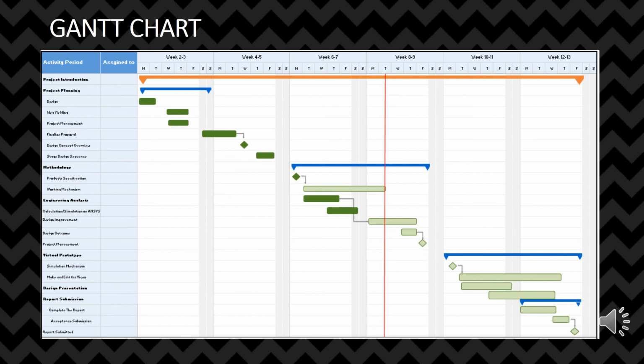For week 6 until 7, we did our product specification, working mechanism, and the calculation based on ANSYS. From week 8 until 11, we did our design improvement, design outcome, project management, simulation mechanism, video, and the presentation. In the last 2 weeks, we did the report and submitted it.